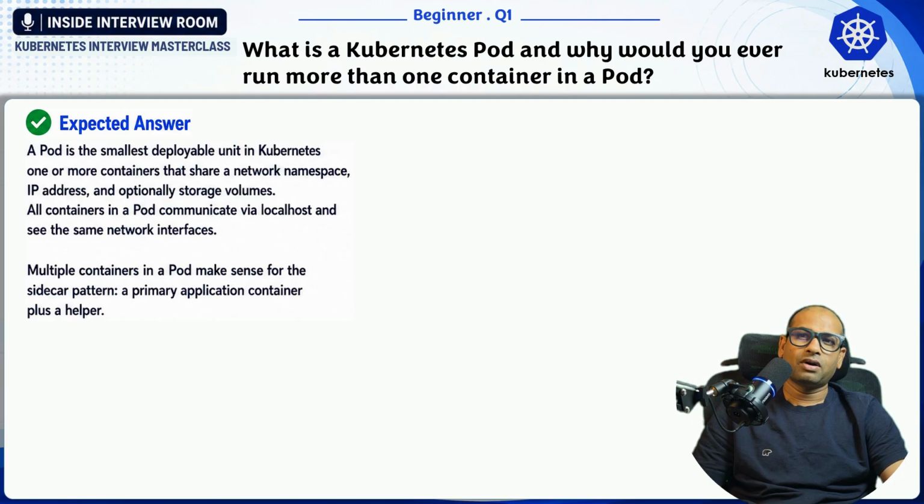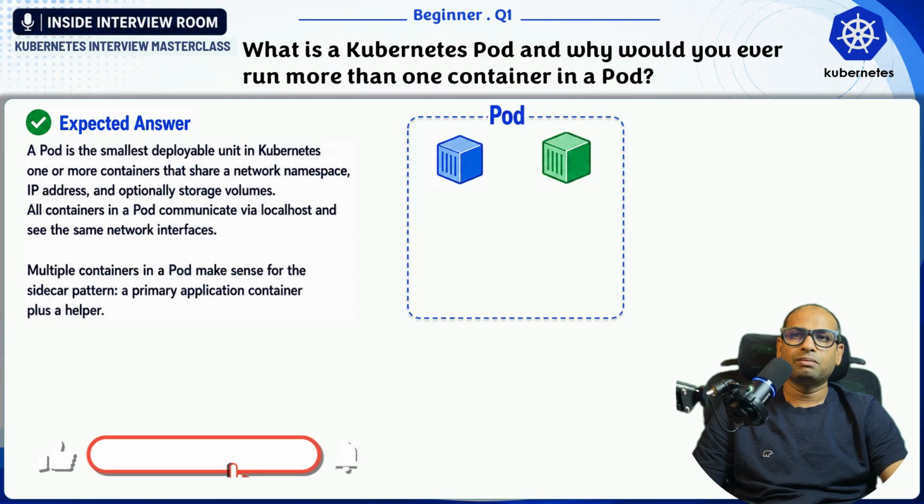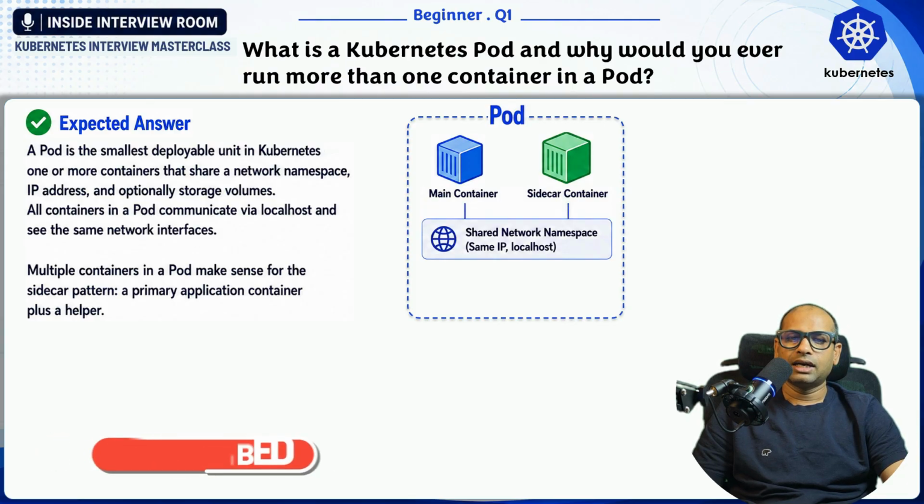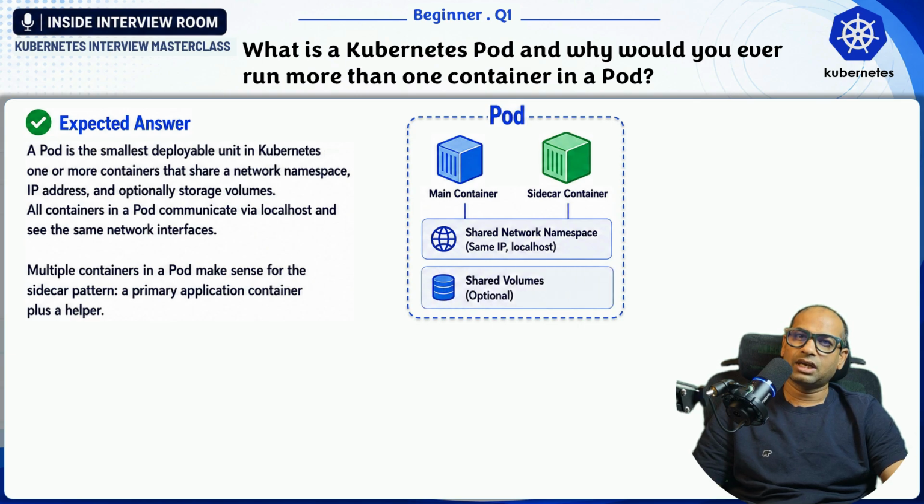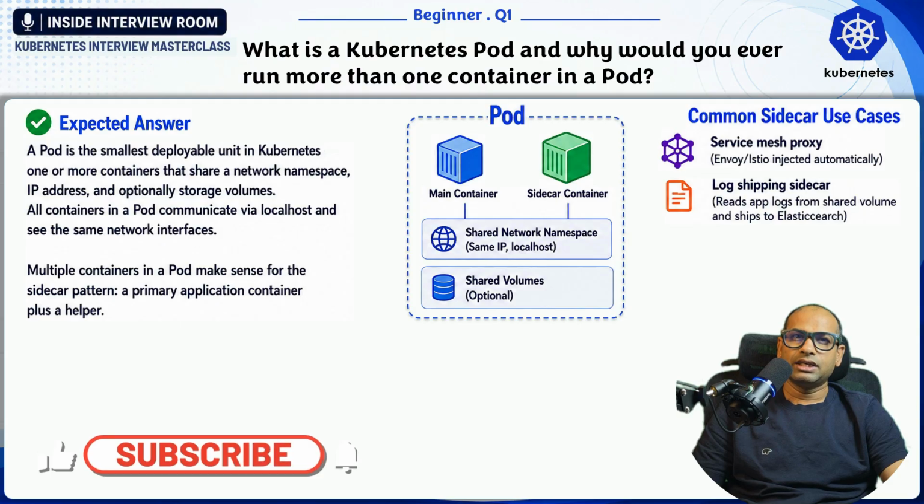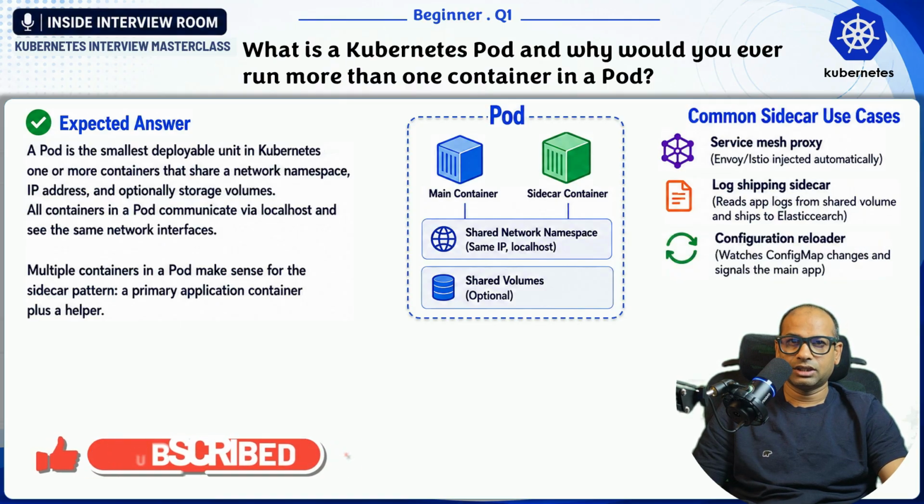Multiple containers in a pod make sense for the sidecar pattern, a primary application container plus a helper. Where you add the main container and the sidecar container, they share the network namespace, IPs, localhost, and shared volumes, and this is optional. Common sidecar use cases: a service mesh proxy, Envoy or Istio, injected automatically, and a log shipping sidecar that reads app logs from shared volumes and ships them to Elastic.